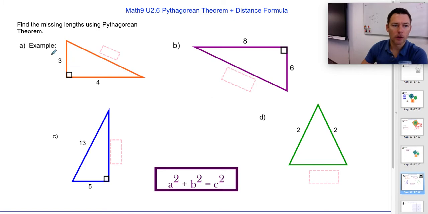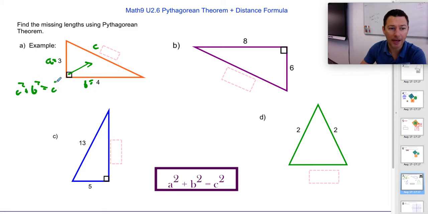All right, so in example A, let's call this side A, and this side B. It really doesn't matter which one you call which. They're interchangeable, right? But the longest side is always across from the 90-degree angle. This side is C. So I know that A squared plus B squared should be C squared. I know it takes one more second to write out the equation like this, but write out the equation.